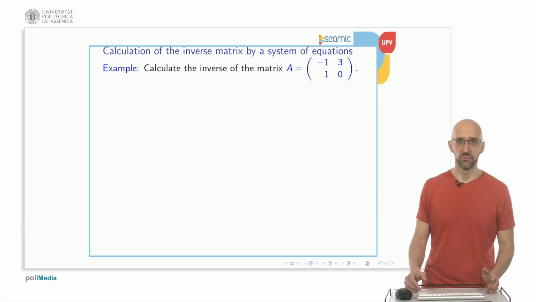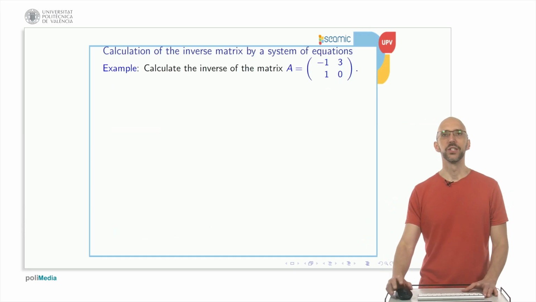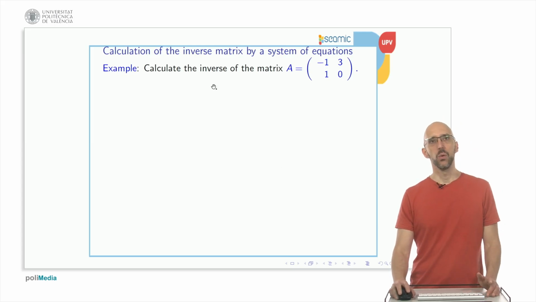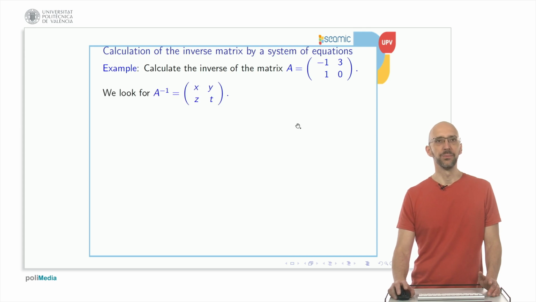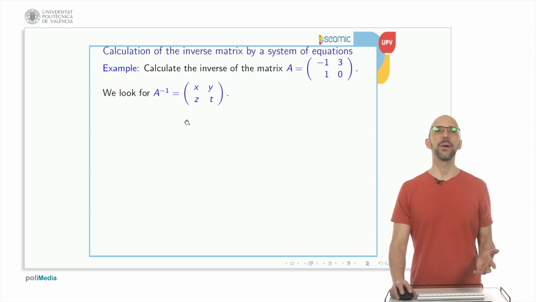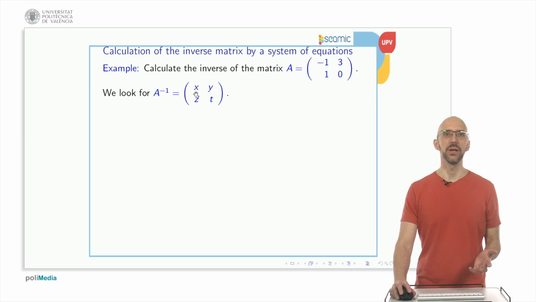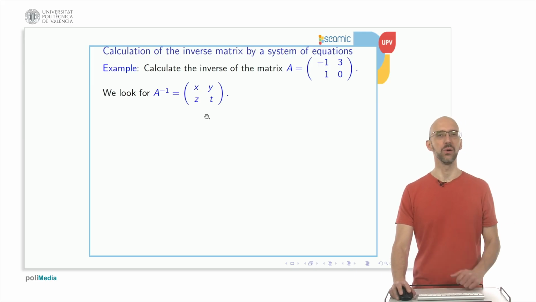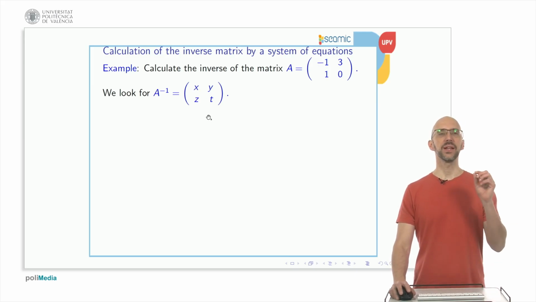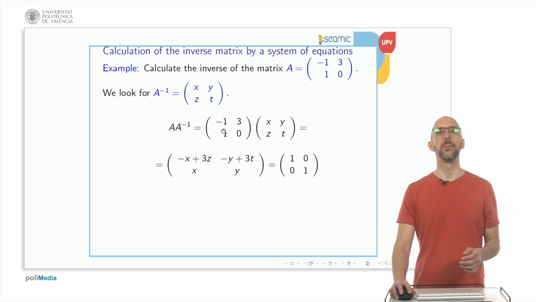Come on, let's see an example. Let's start with something really small: 2 rows, 2 columns. So we know this matrix A is (-1, 3; 1, 0). We are looking for a matrix that I'm going to call x, y, z, and t, 4 unknowns. What is the property that the inverse must verify? That the product of these two matrices should be the identity matrix. That is the key point of the exercise.